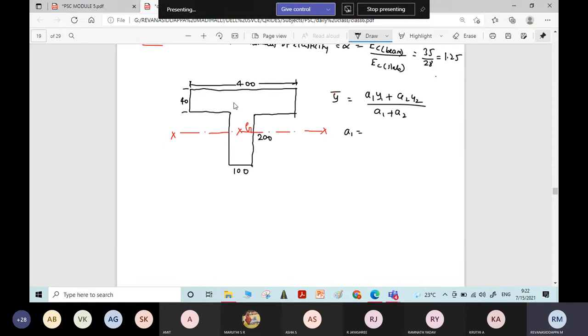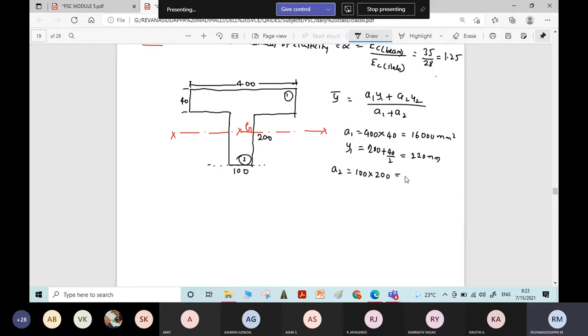Therefore, if you assume this as component 1, this as component 2, area of this flange portion A1 becomes 400 into 40, it is 16,000 mm square, correct? And y1, with respect to the bottom fiber, distance of centroid of flange from the bottom fiber, how much it is? It is 200 plus 40 divided by 2. What is the answer you get? 220 mm.